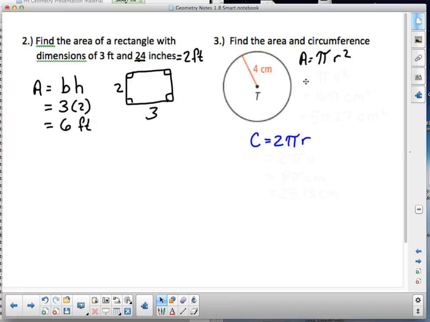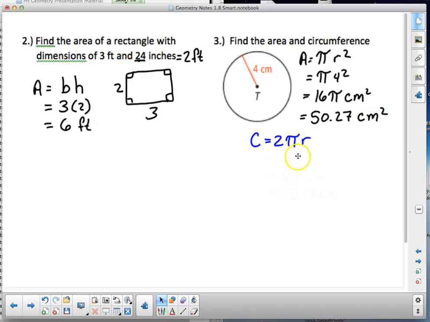So a lot of people go, oh, I totally did it right, but you have to be aware which formula you're using and what it's going to find for you. That's a vocabulary thing for geometry. So for area, pi r squared, 4 squared, 16 pi, this is considered in terms of pi right here, but if we multiply the pi out, we just round it to the hundredth, and we have 50.27 centimeters squared.